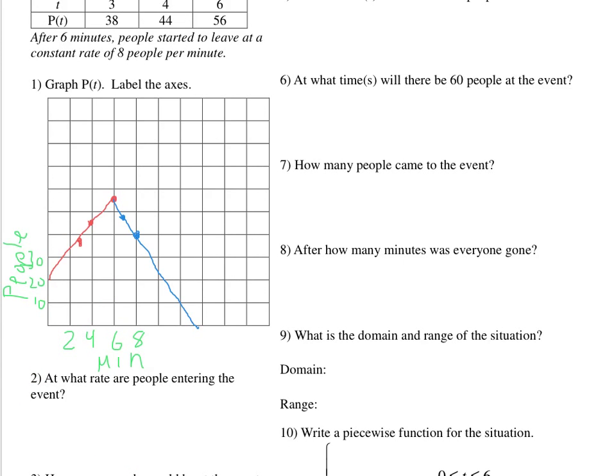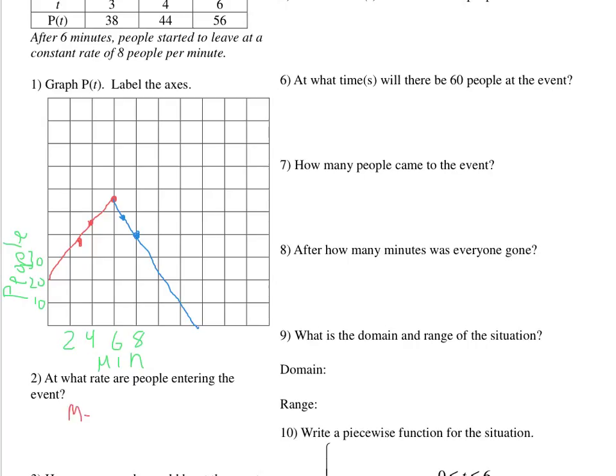So the first question: at what rate are people entering the event? Entering is the red, so the rate would be the slope. So what's the slope between these dots? Now it's kind of hard because this is just a sketch. Let's find our exact slope. Would it be easier to find between these two or these two? I think these two, because the interval is 1, whereas this interval is 2 values. So let's find the slope of this.